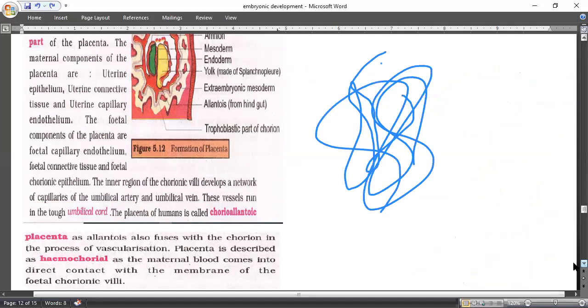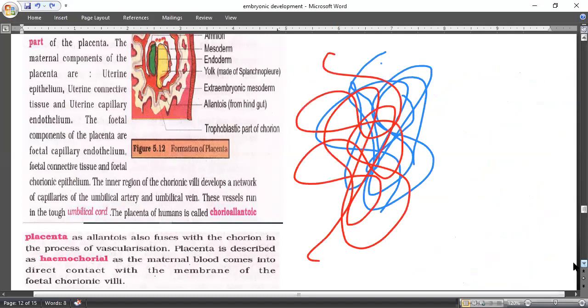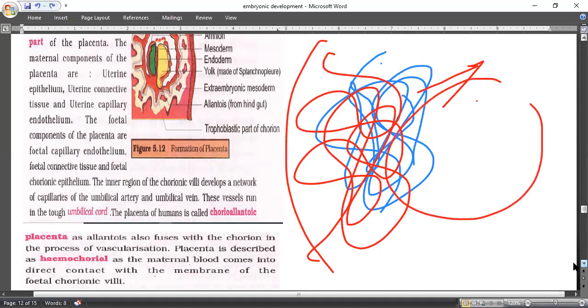So just now I am drawing only blood capillaries. This is the condition. The red is the uterine endometrial blood capillaries, uterine connective tissue, uterine blood capillaries. The blue is the fetal blood capillaries. So they are present like this, from the mother's side and from the baby's side, and they form a network-like structure. That's why the placenta is described as hemochorial, as maternal blood comes in direct contact with the membrane of the fetal chorionic villi. So like this, the blue and red, hemochorial placenta.